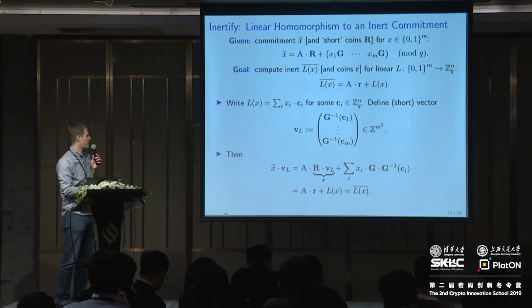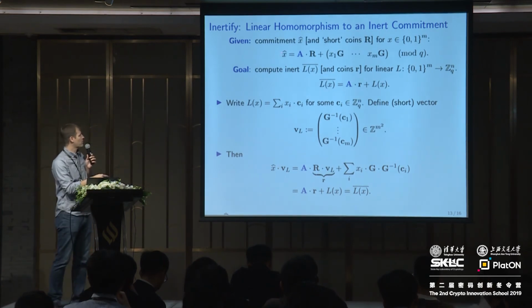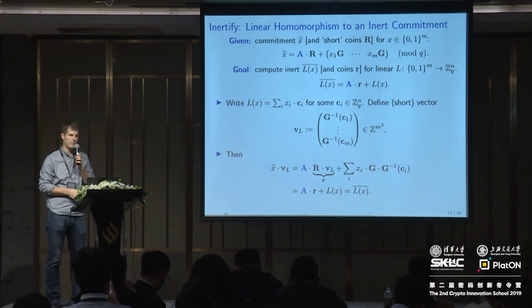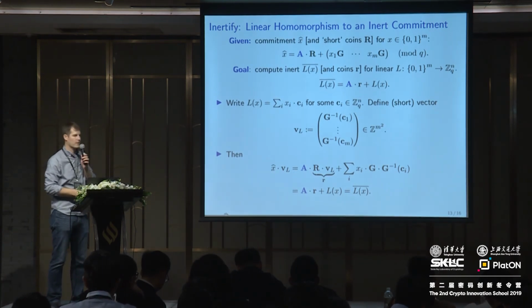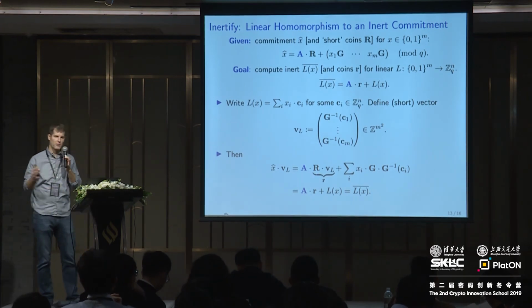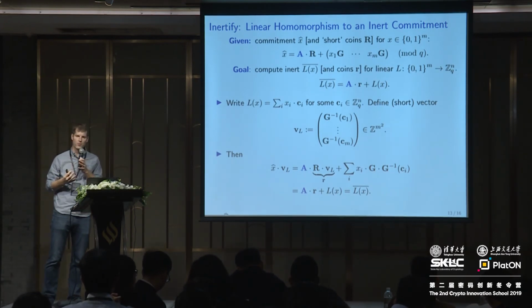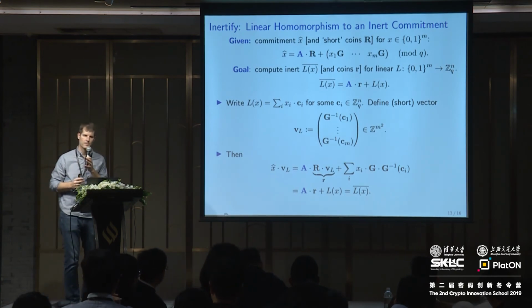And that's it. We take the fully homomorphic commitment and multiply it on the right by the special vector VL, and we end up with a commitment that has this form. If you know the original coins, you know the derived coins as well, and that is the inert commitment to L of x. So it's a rather simple transformation that flattens the whole thing down, gives us our inert commitment, which we know the coins to, and those coins will act as a SIS solution. Any question about this?